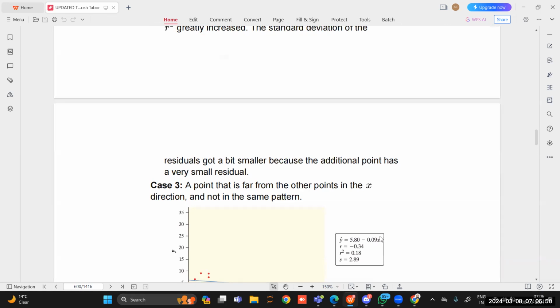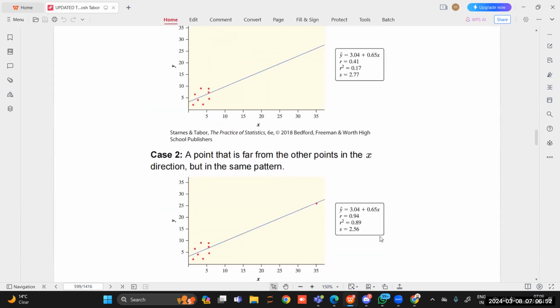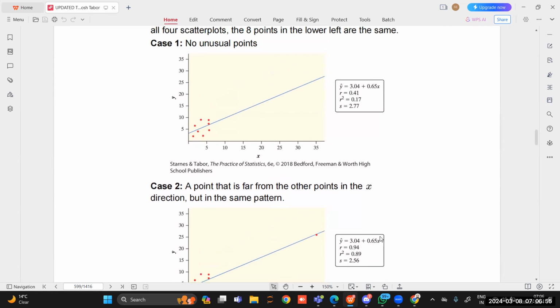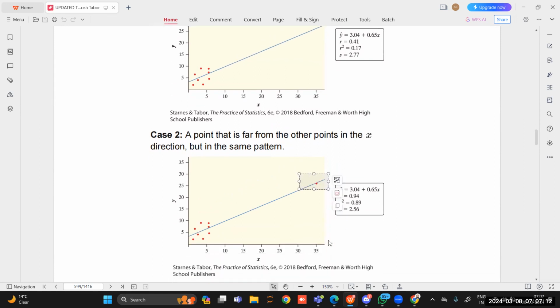See, the slope has become negative, yes or no? And here the slope was positive, 0.65. Just see the variation in all the four cases. When we add a higher point onto the line here, the y-intercept and the slope have not changed. Yes or no? Seeing both the lines, you can tell me that the line has not changed. Therefore, the regression line's equation has not changed. What has changed is the correlation value.